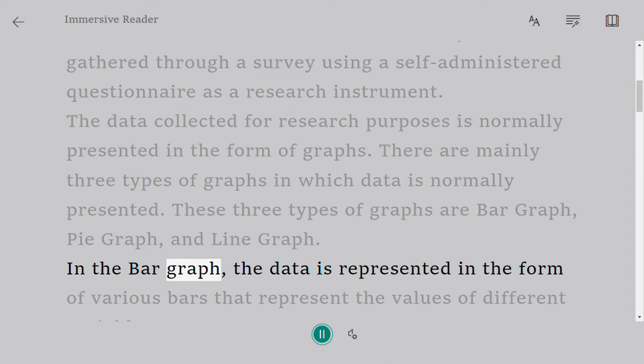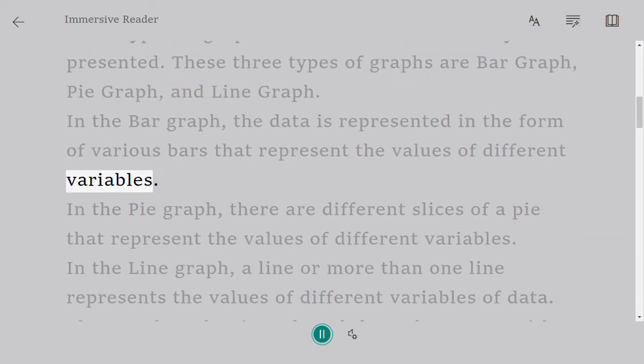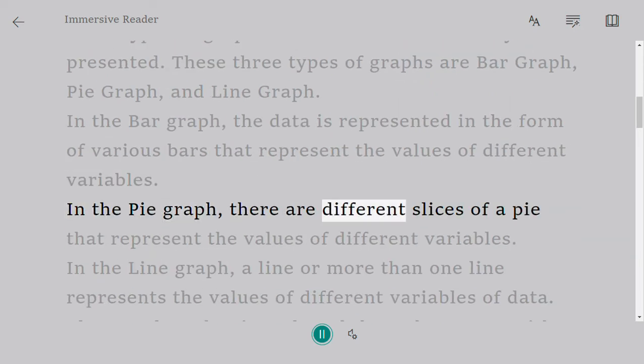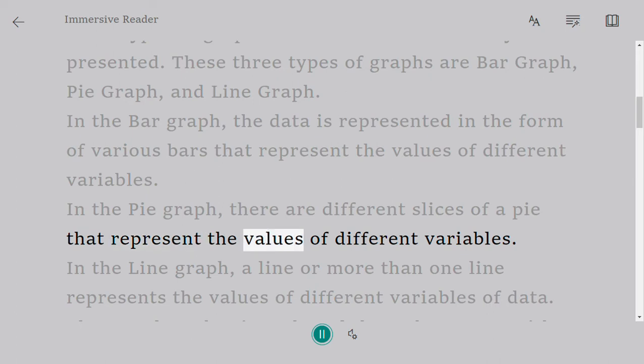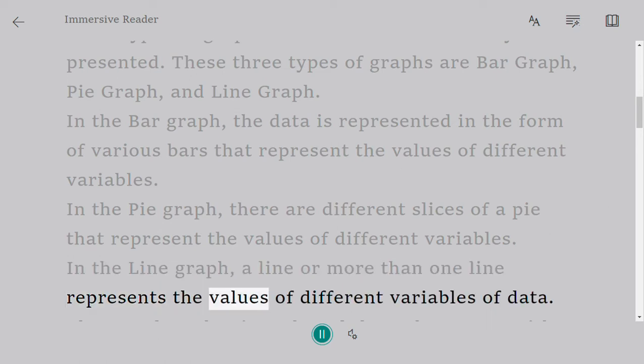In the bar graph, the data is represented in the form of various bars that represent the values of different variables. In the pie graph, there are different slices of a pie that represent the values of different variables. In the line graph, a line or more than one line represents the values of different variables of data.